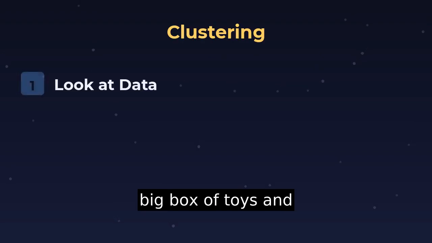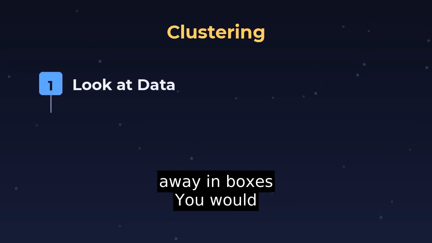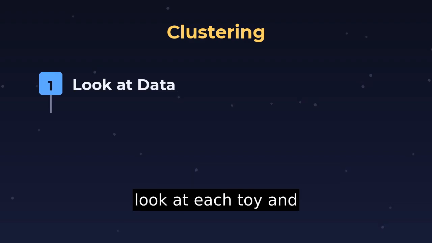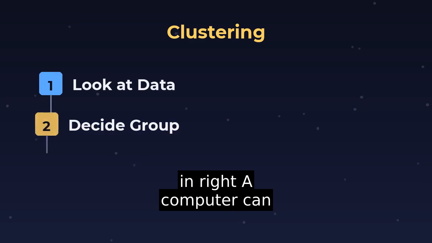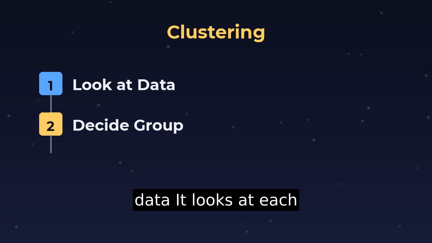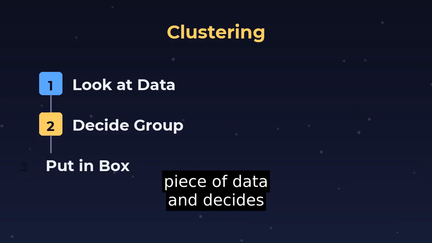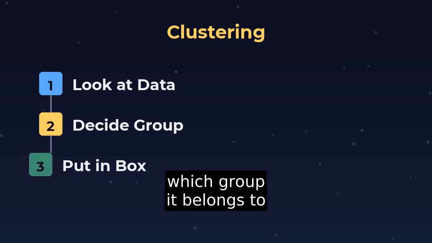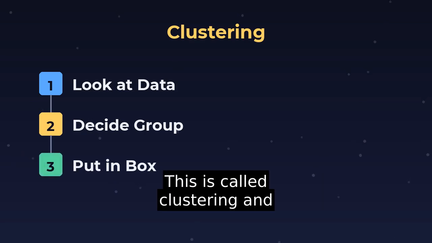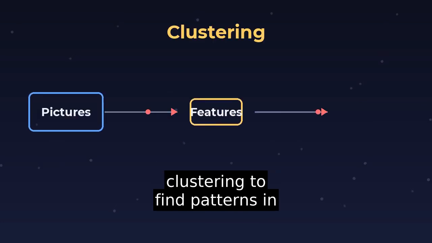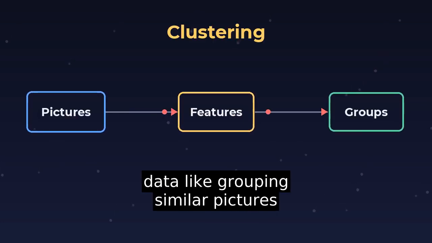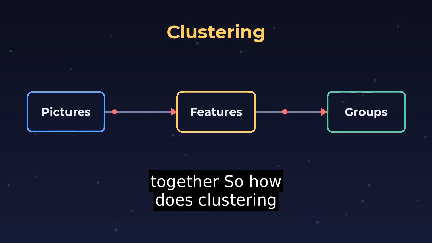Imagine you have a big box of toys, and you want to put them away in boxes. You would look at each toy and decide which box it goes in, right? A computer can do the same thing with data. It looks at each piece of data and decides which group it belongs to. This is called clustering, and it's like putting toys away in boxes. You can use clustering to find patterns in data, like grouping similar pictures together.